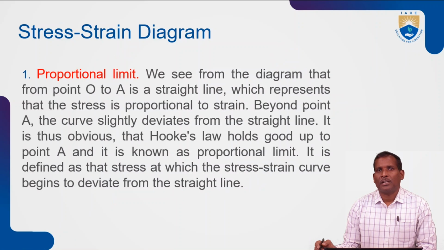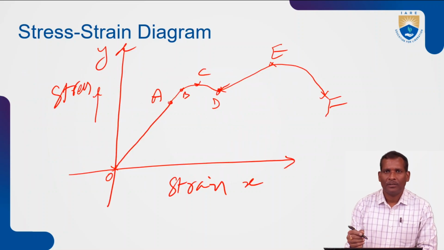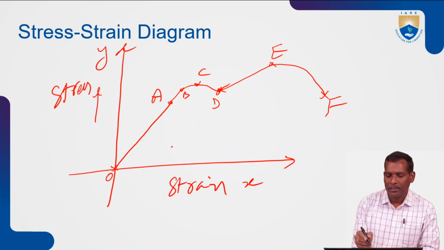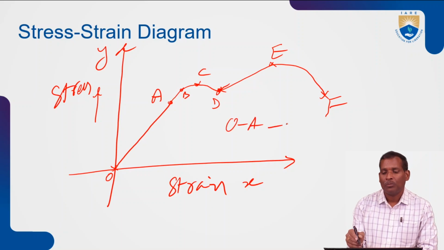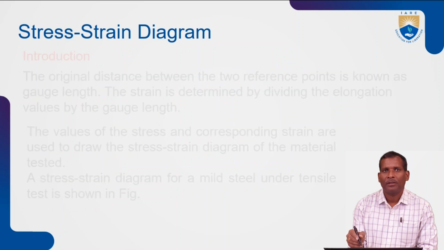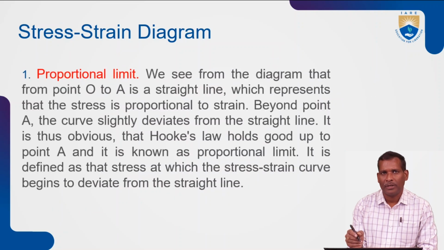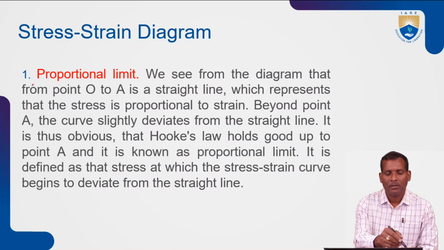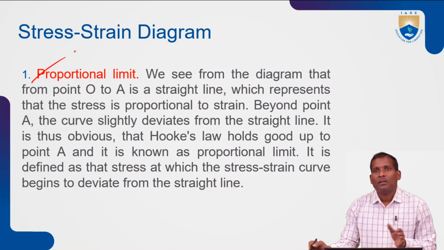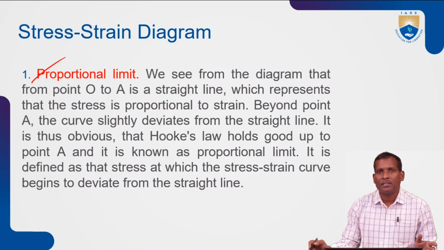So first the proportional limit. We see from the diagram that from point O to A is a straight line. So this is the proportional limit, which represents that the stress is proportional to strain. Here, the stress is proportional to strain.